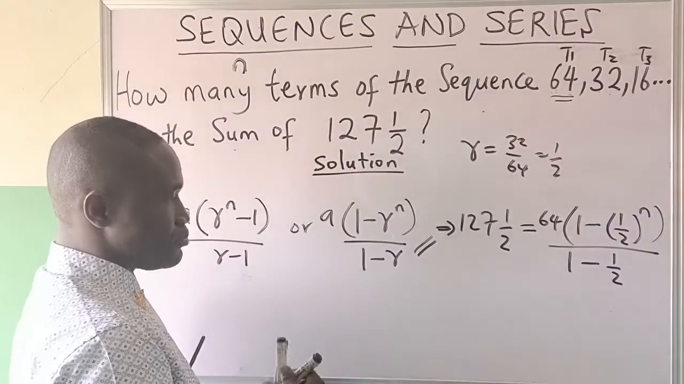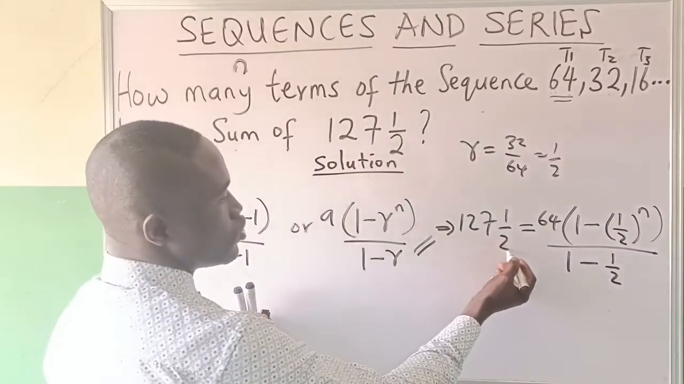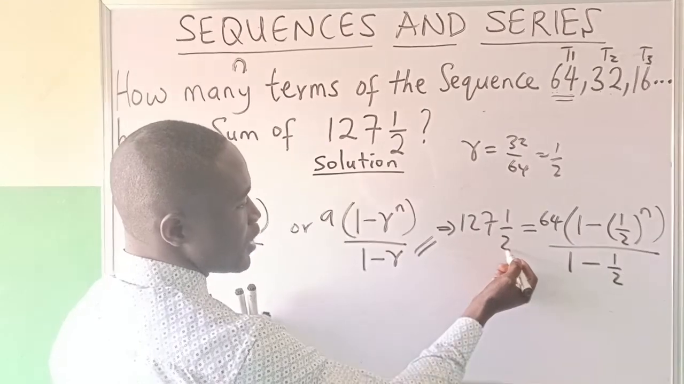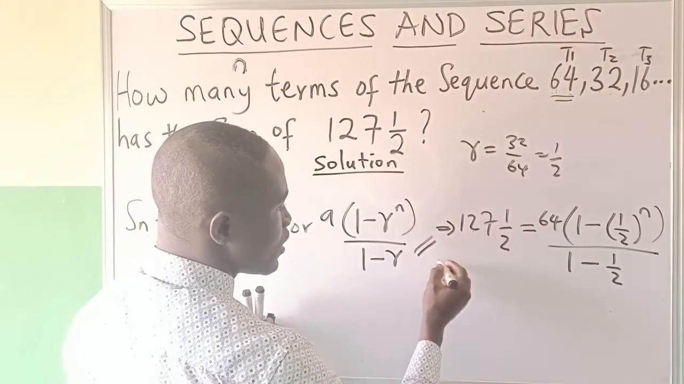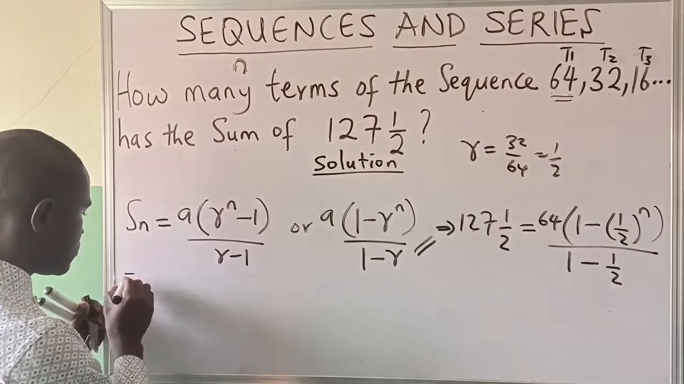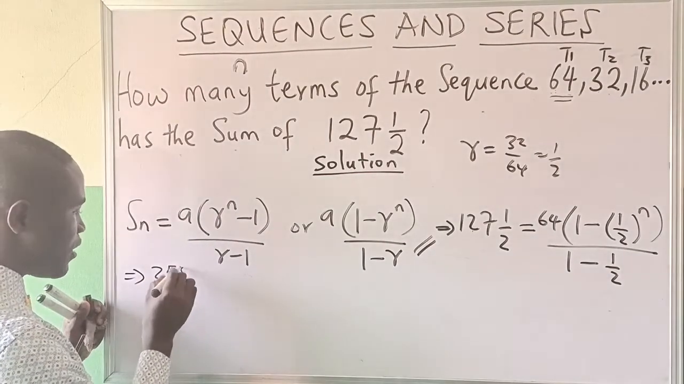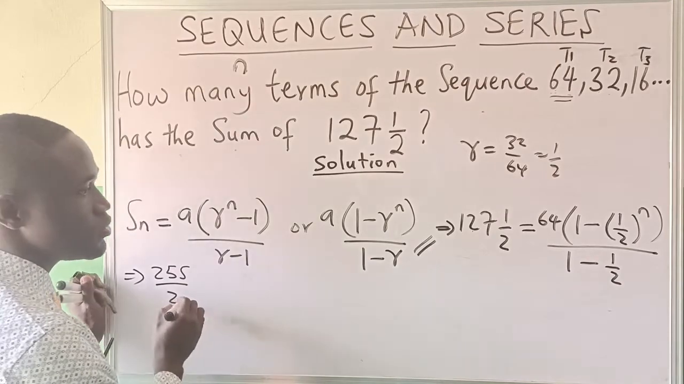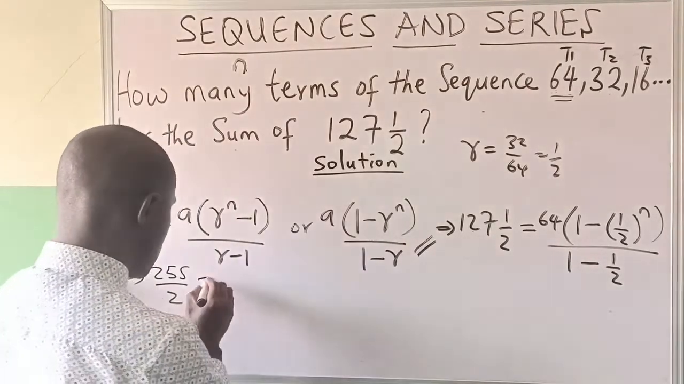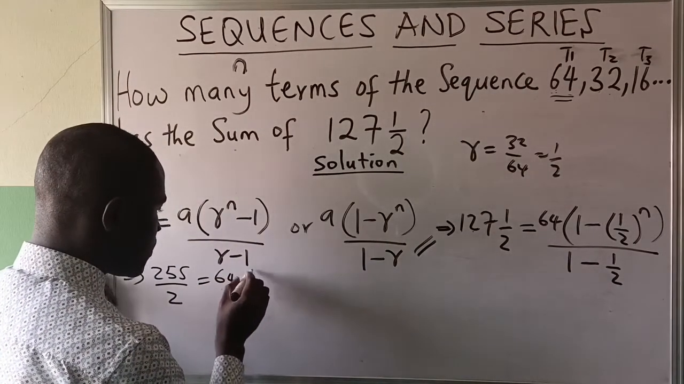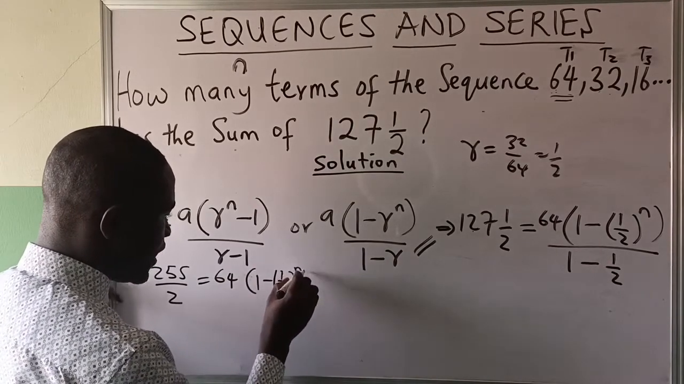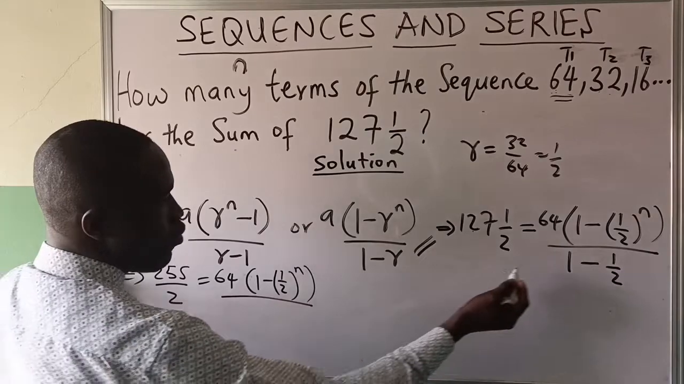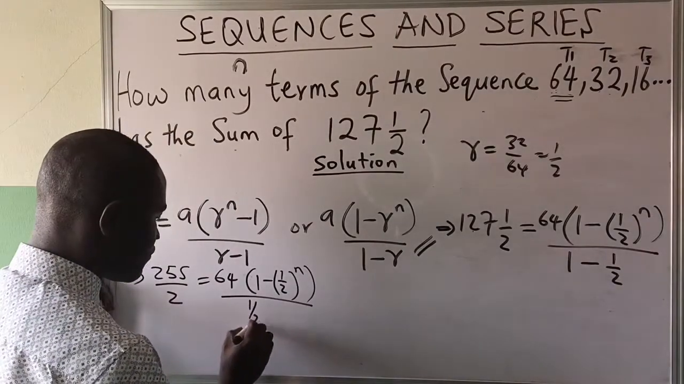So what you do, change this to an improper fraction, 2 times 127 is 254 plus 1, that will be giving me 255 all over 2, then equals to 64 bracket 1 minus 1 over 2 raised to the power of n all over 1 minus half is half.